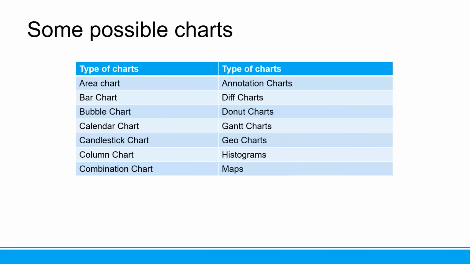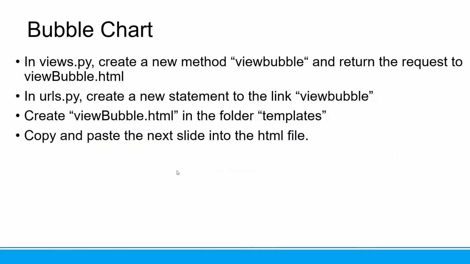I do not know what kind of chart is good for you, so I will just explain the basic one. The next chart is the bubble chart. In views.py, let's create a new method, viewBubble, and return the request to viewBubble.html. And then in the URLs, you need to create a new statement to link the viewBubble. And then create viewBubble.html in the folder templates.